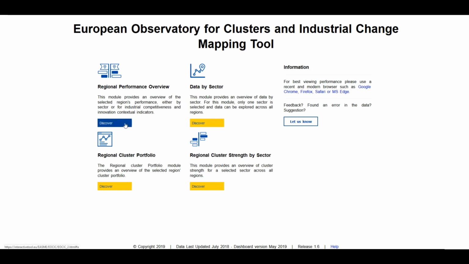The first module provides an overview of the selected region cluster and regional context data. The second module provides an overview of the selected region cluster portfolio. The data by sector module shows data for a selected sector across regions. The last module provides an overview of cluster strength for a selected sector across all regions. To access one of the modules, you simply need to click on one of the yellow buttons.